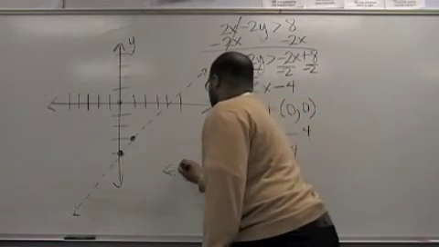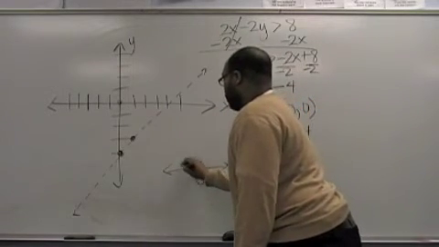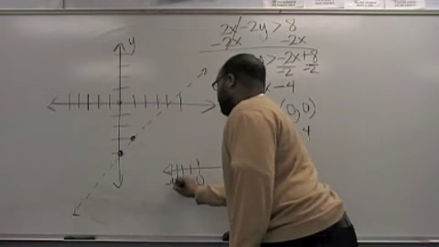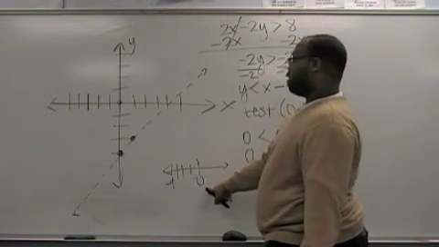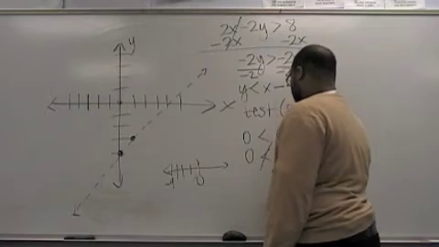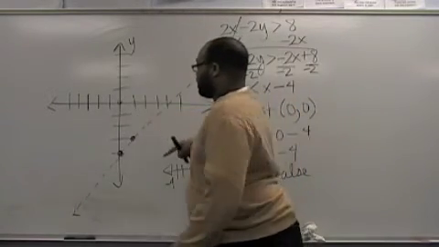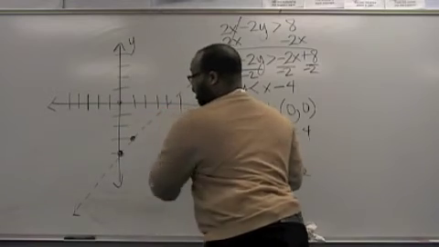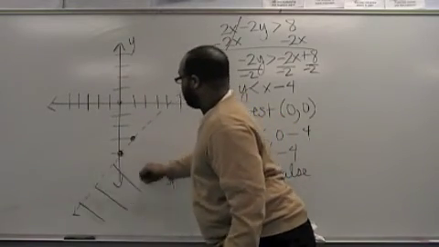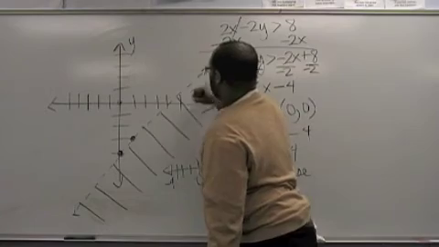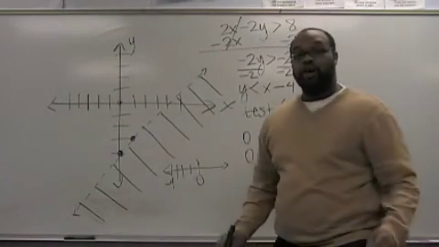Let's prove it. Here's 0, negative 1, negative 2, negative 3, negative 4. 0 is actually greater than negative 4. This is a false statement. We shade the opposite side. So here's the origin. We're going to shade the other half plane. And that's how we graph that inequality.